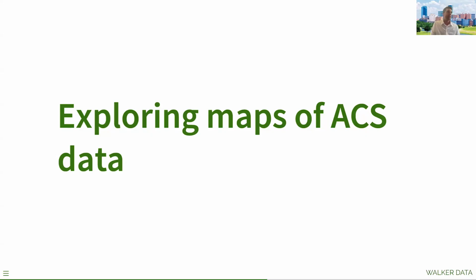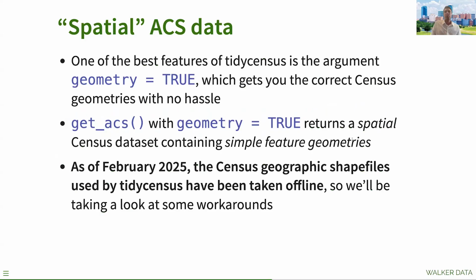And so tidycensus originally, and it will again, one of the best features of tidycensus was that you can throw in the argument geometry equals true, and that calls this underlying tigris package just to pull in the shapes. So if I have a data set of counties, I could just get the boundaries of the counties along with it and make a map just like that.